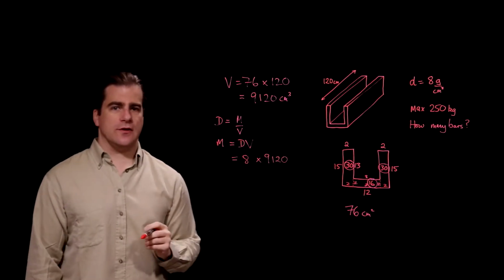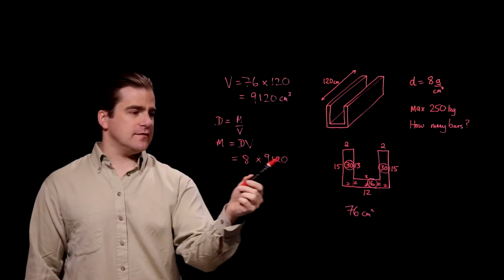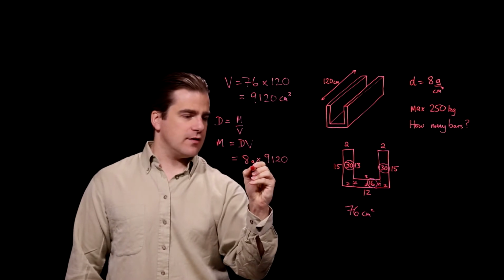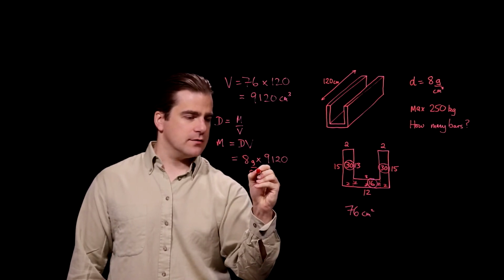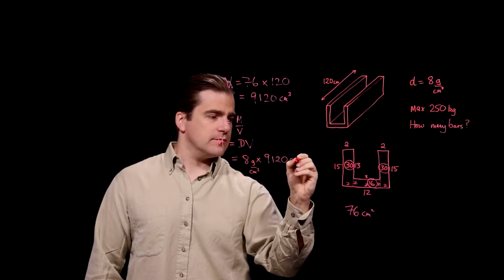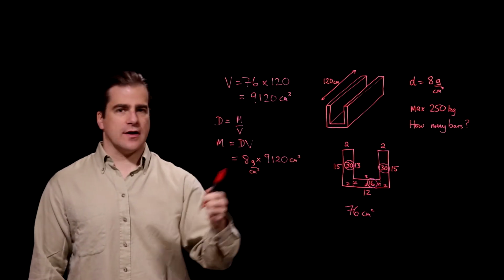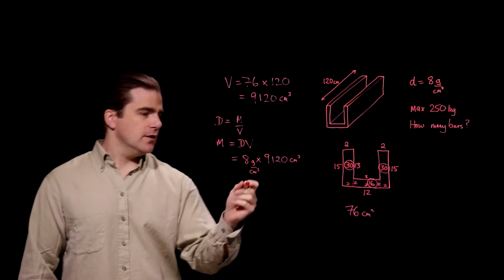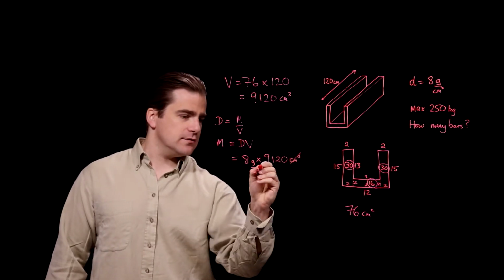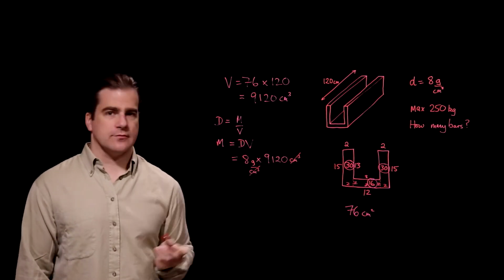Just to show you a little thing with units here. If we actually insert the units into this multiplication, we've got 8 grams per cm cubed here, and here we've got 9120 cm cubed. It's a good way of checking that you're doing this correctly, not dividing when you should be multiplying, because we've got cm cubed on the top, cm cubed on the bottom, so they cancel, and we're left with just grams, and grams is a unit of mass, so this is correct.